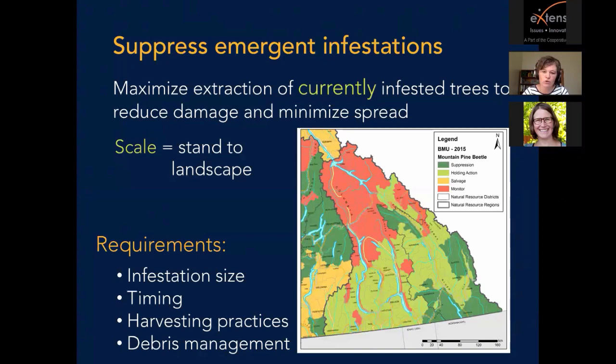When we're doing suppression activities, we are taking currently infested trees that still have live beetles in them. So they haven't finished their life cycle, and we are felling them. They could be chipped, they could be debarked, they could be taken to mills where they're debarked, and effectively the bark beetles are destroyed.